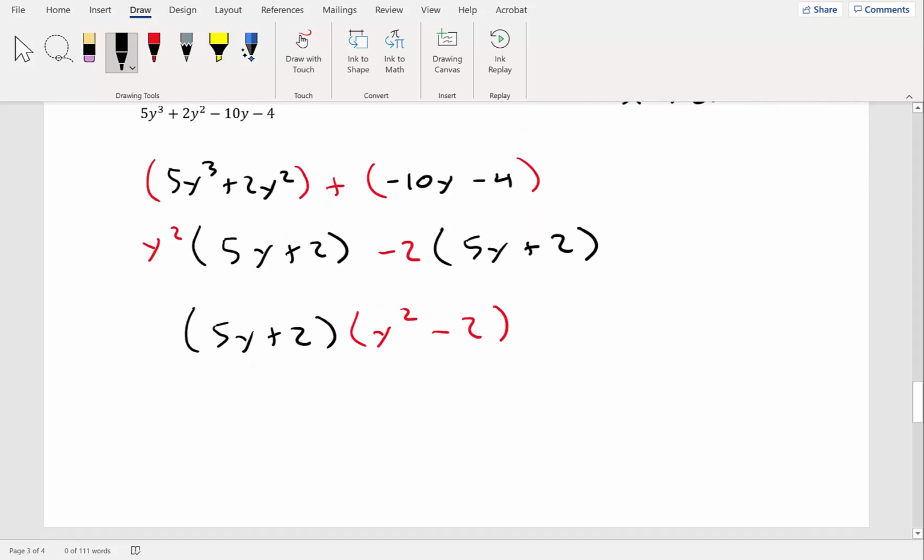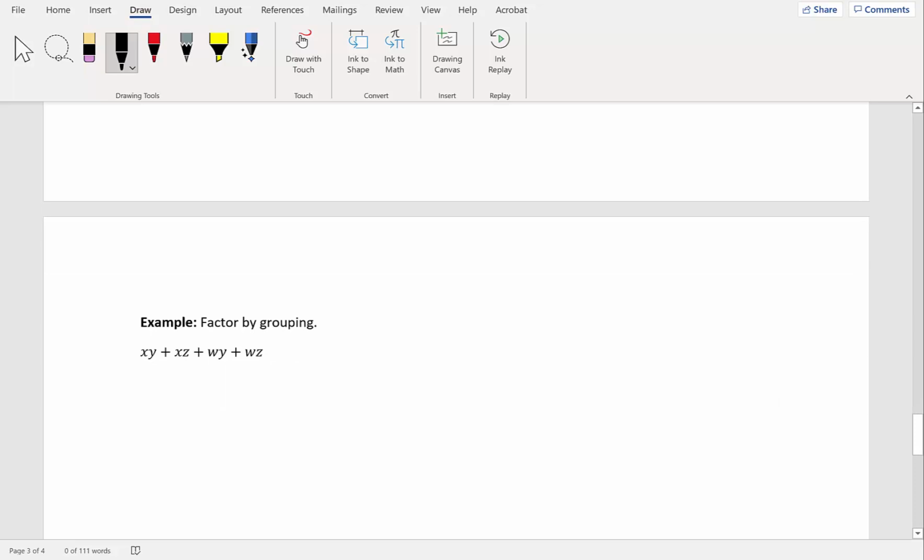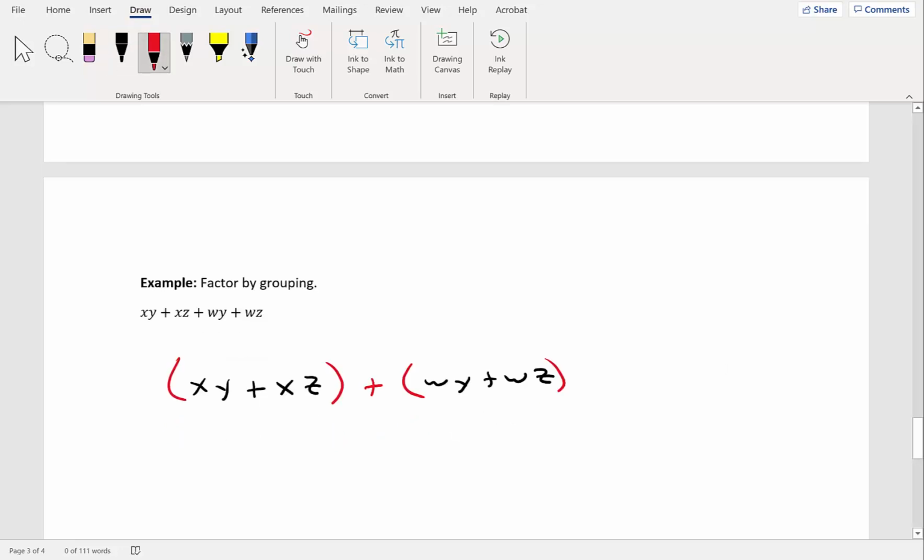Let's take a look at one last one. So factor by grouping. Let's group the first 2 terms together, put a plus, and then group the last 2 terms. Okay, now factor out the GCF from each group. So from the first group, I notice they both have an x, so I could factor out an x, and now I'm left with y plus z. The second group, they both have a w in common, so I can factor out that w. I'm left with y plus z.